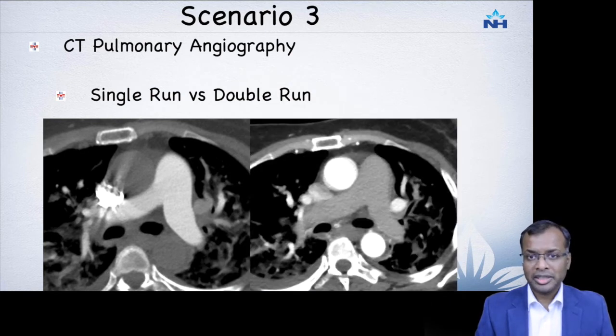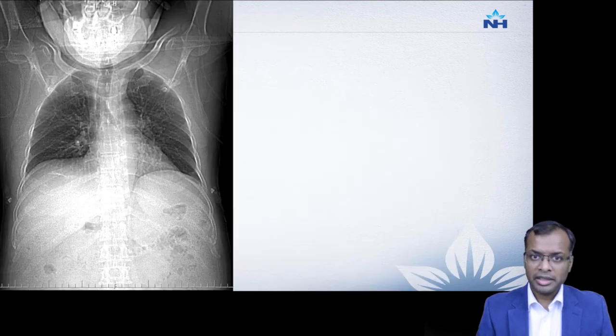And the reason for the two runs is multifactorial. One reason is you get good opacification of the pulmonary artery in the first run but often you do not get to see the aorta at all. So in the second run, you tend to get good opacification of the aorta as well. So you can give a comprehensive report covering both things.